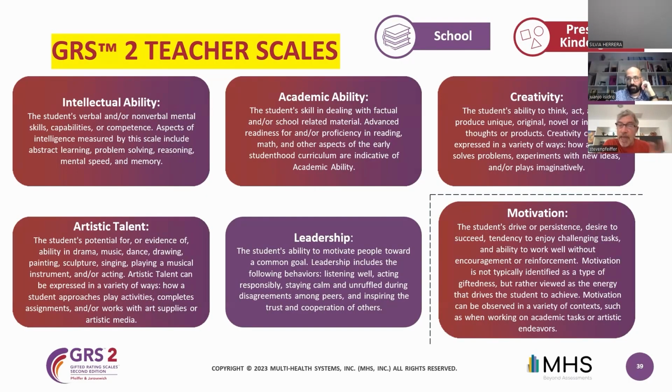It also has items that measure the academic abilities from the tripartite model. Remember, we're not just looking at intellectual, we're also looking at in the classroom academic ability. So it has items that measure factual and school-related information, proficiency in reading and math, kind of things that you teachers are well aware of. The third scale on the GRS2 teacher form measures creativity. It asks teachers to rate a student's ability to think, act, and produce original, unique, novel, and innovative thoughts and products. It's a measure of creativity, and it really works very well in addition to measuring academic ability and intellectual ability. The fourth scale on the GRS2 teacher form measures artistic talent.